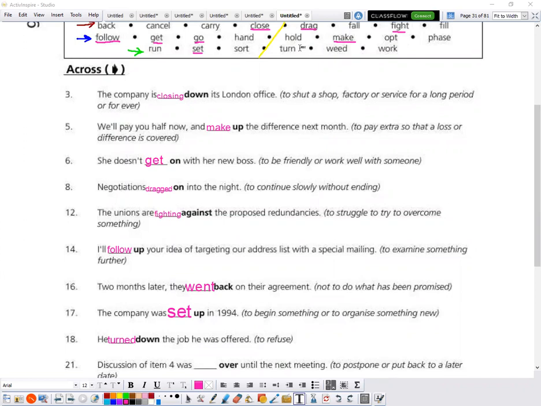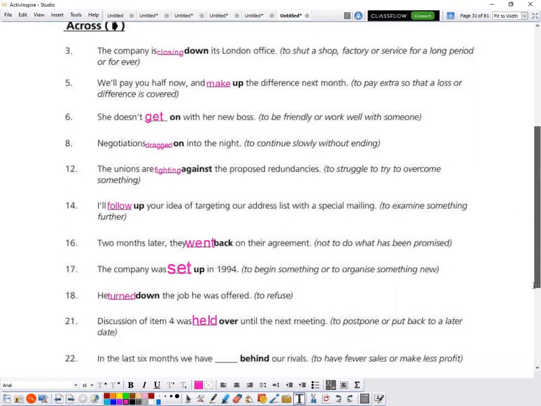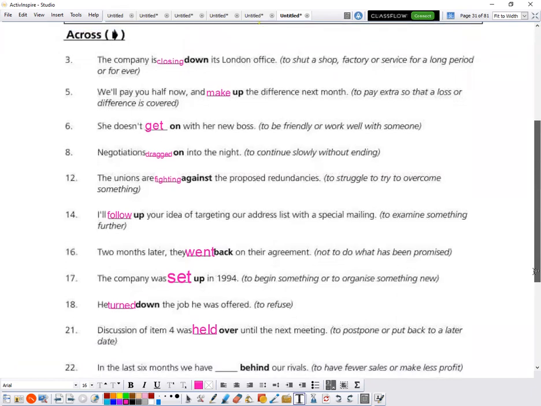In the blue line, the second half. Why is it "held"? Because this is after the verb be, as an adjective, or as the PP of the verb. Held over, like this, means to postpone, to be delayed, or to put back to a later date. Thank you, Ahmed, mashallah.